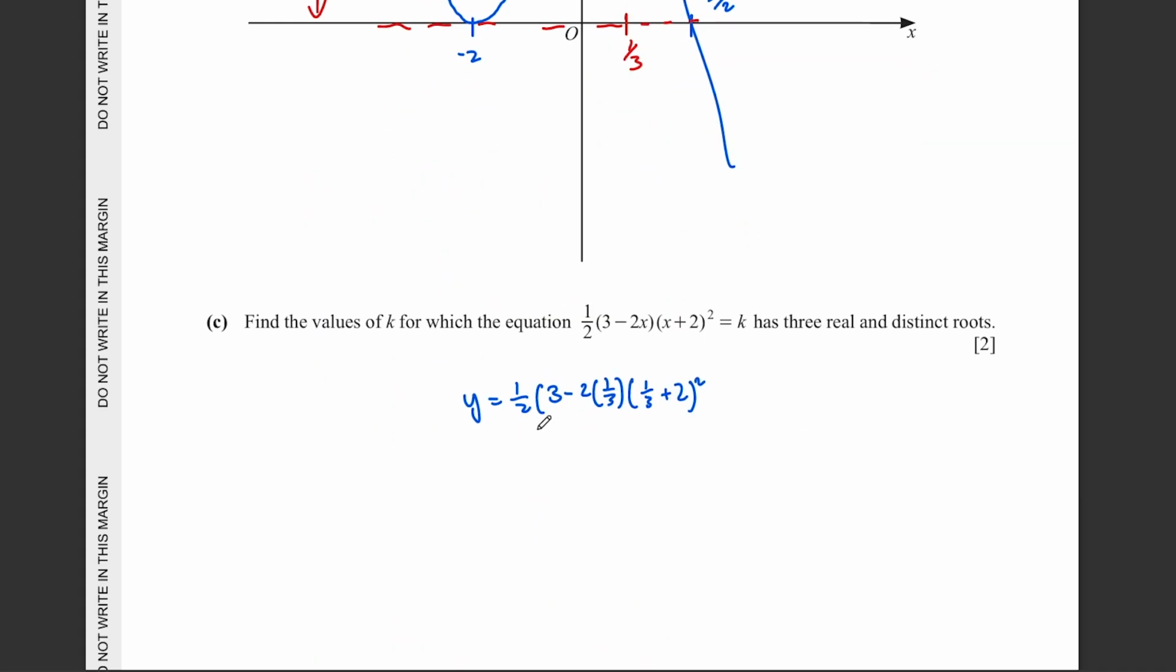Okay, in paper 2 you're allowed to use a calculator, so it's better if you just use the calculator to type this in. So the y value here will be 343 over 54.